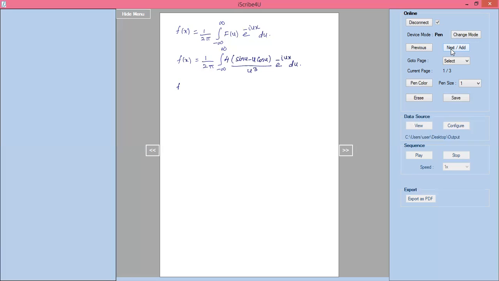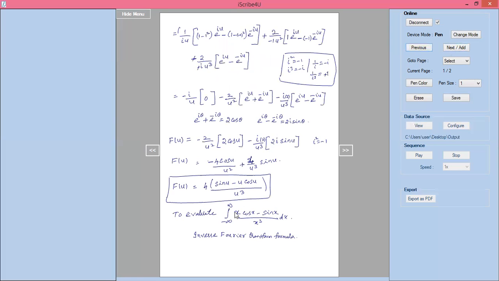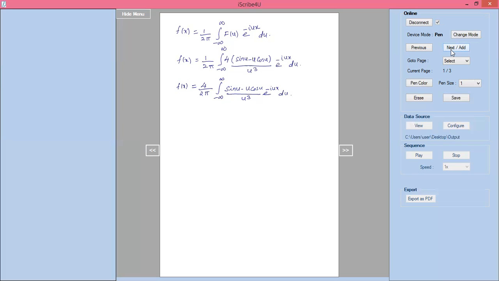Now f of x equal to, if I take the 4 outside, 4 divided by 2 pi, integration of minus infinity to plus infinity, (sin u minus u cos u) divided by u cube into e power minus iux into du. Here I don't want this e power iux term, because I want to prove the result without the e power iux term. So that is the term I want to eliminate.